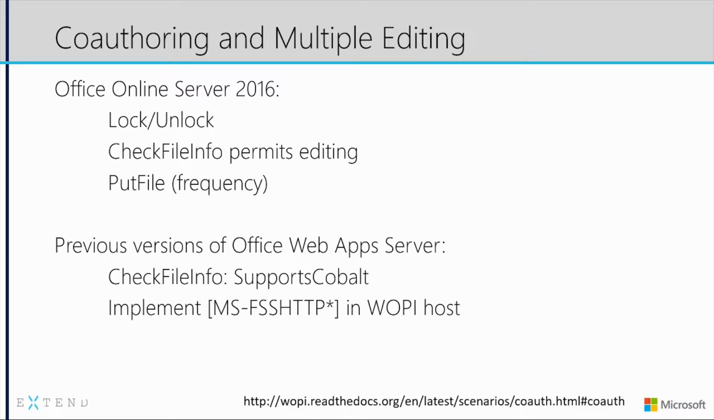Okay, so for co-authoring, these are the important endpoints to be implemented: locking, unlocking, check file info, and put file. These are the ones that happen. Basically, the Office Online server takes care of all of the behind the scenes of co-authoring and multiple editing. And so the file is locked, but the multiple users in the browsers don't really have to know anything about that. And then the Office Online server does frequent put files of the entire file, every 30 seconds or so.